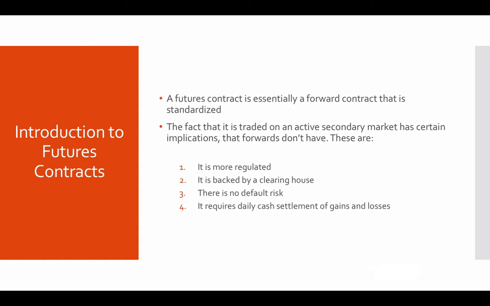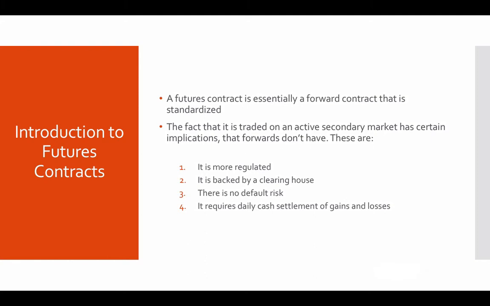So we've seen that there's a risk of default in the case of forwards, when one party who is supposed to buy does not bring in cash. So that becomes a defaulting party, but that is really taken care of by the exchange, where the exchange acts as a clearinghouse and ensures that any transaction is backed by a certain thing called margins, and we'll look into that a little later. Finally, futures contracts require daily cash settlement of any gains or losses.